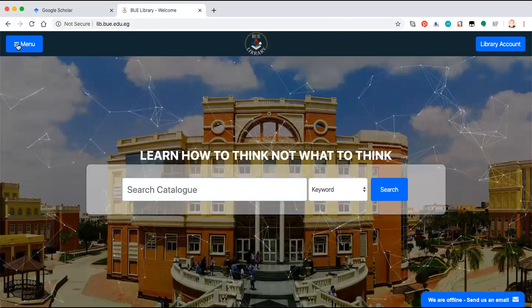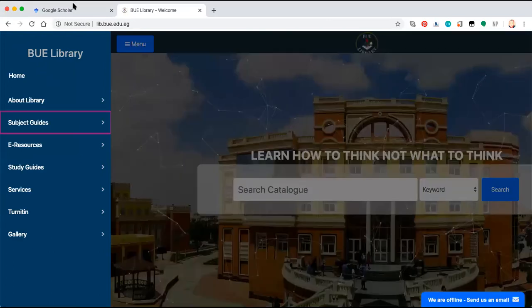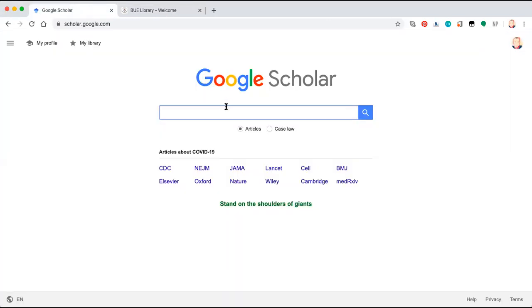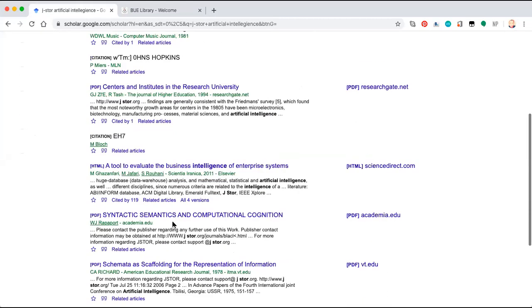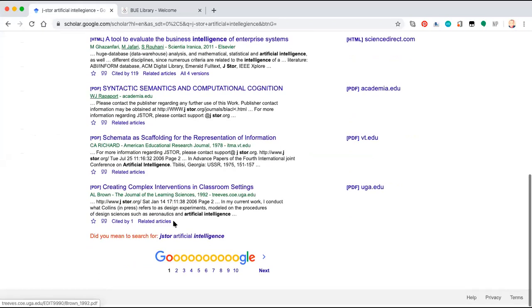I'm sharing my screen. Can you see it? Yeah. Okay. So let's say that I find JSTOR, artificial intelligence. Okay. I found something on JSTOR, for example. You know what JSTOR is? No, not really.